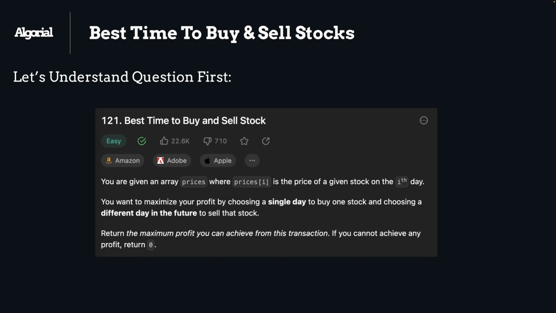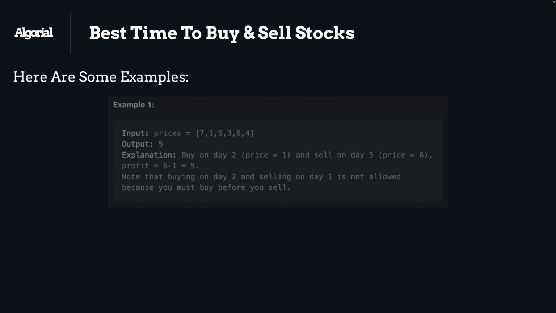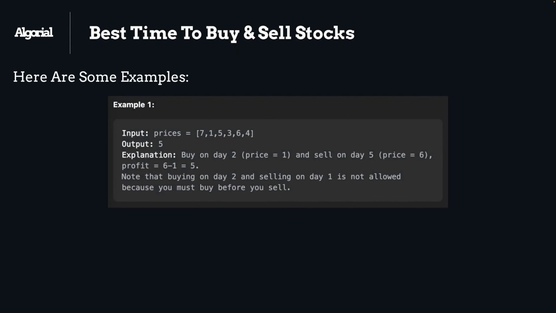So let's see some examples to further understand this problem. In the first example here, we have our prices array like this, and our output is 5. In the explanation, it says that if you buy at day 2, where the price is 1, as it is the lowest of all, by the way, and sell it on day 5, where the price is 6, we could make 5 units of money, which is the highest profit in this dataset.